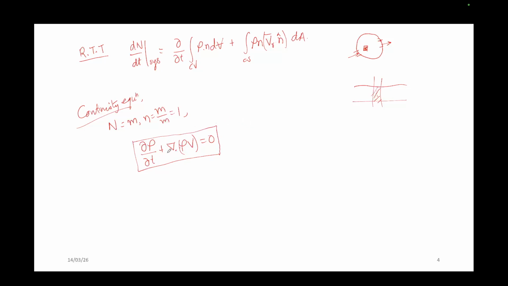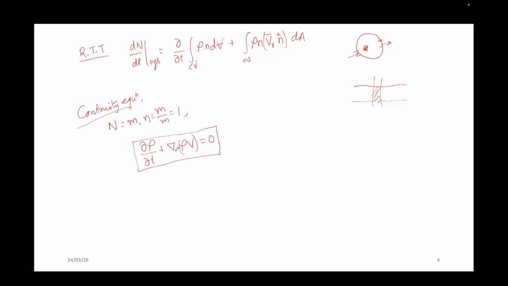So if someone says it is in a steady state, what is steady state? Steady state basically means the change of a property with respect to time should be 0. So if it says that it is a steady state, then this term will be 0. Or sometimes it may say that the fluid is incompressible. In that case also it is 0 because the density will not change. So our main target is this term, right?